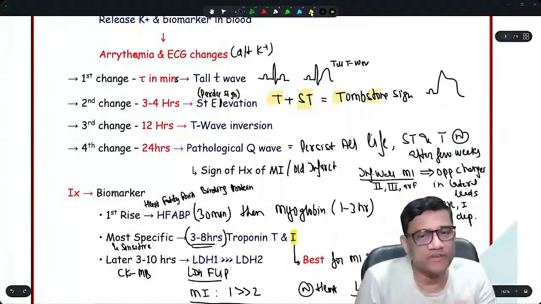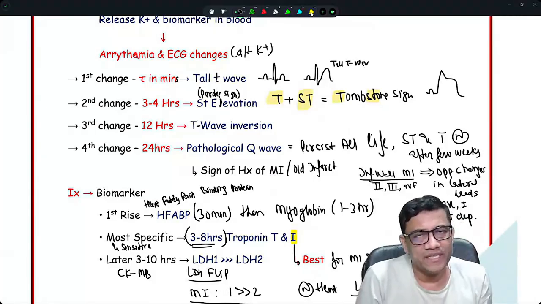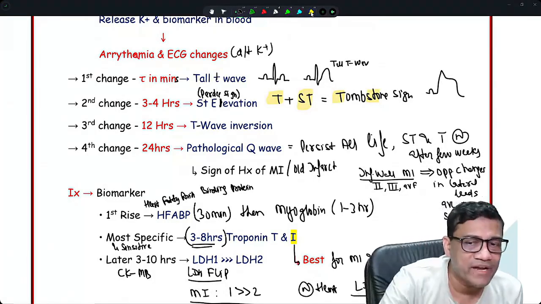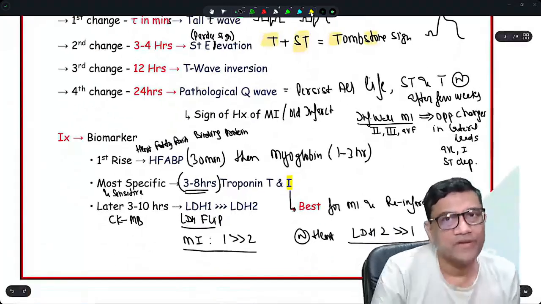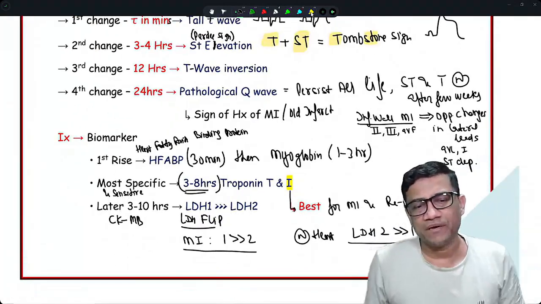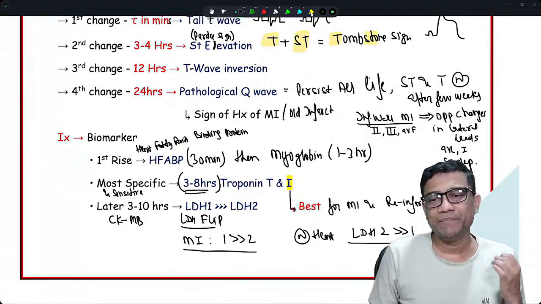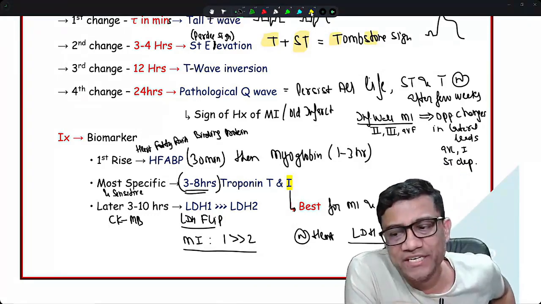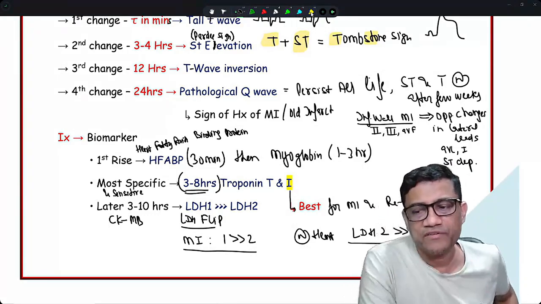The third change is T wave inversion. So that becomes biphasic, that is, you see a downward-going and also inverted T wave. And finally, there is the pathological Q wave. Pathological Q waves appear after almost 24 hours and they persist all life. ST and T become normal after a few weeks.